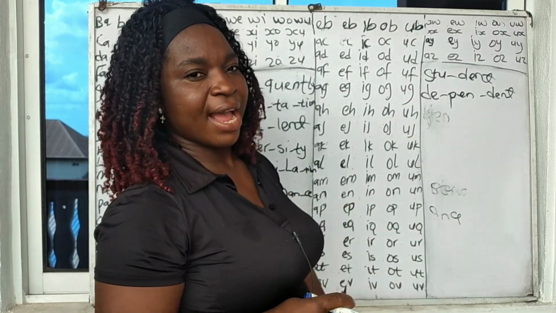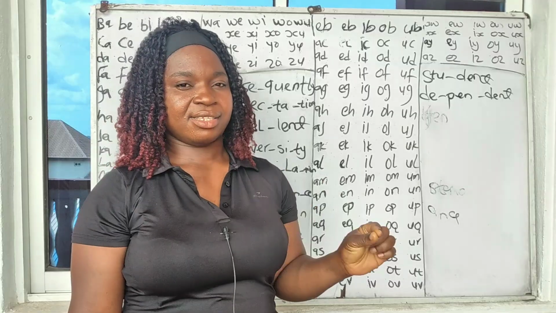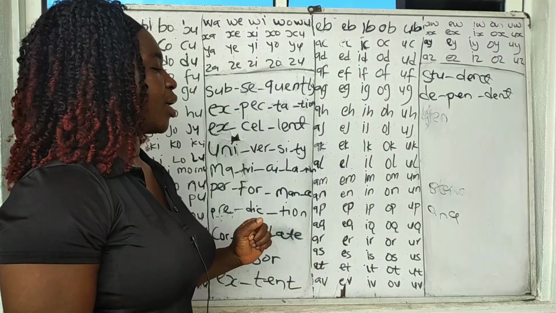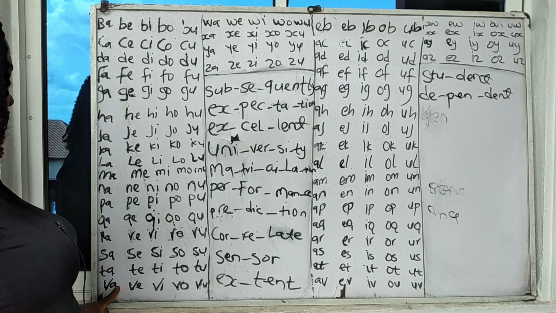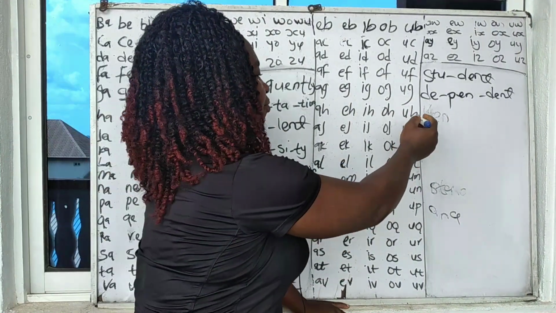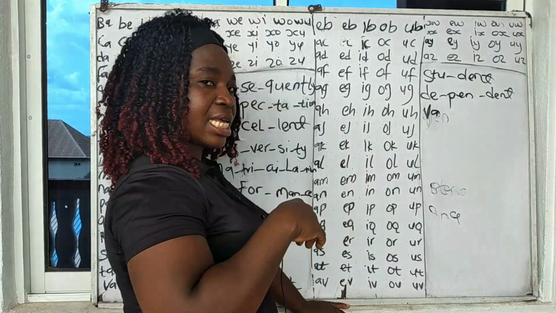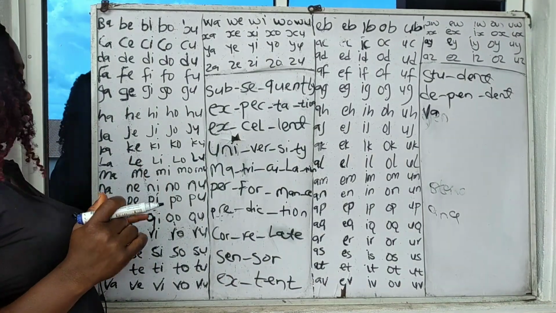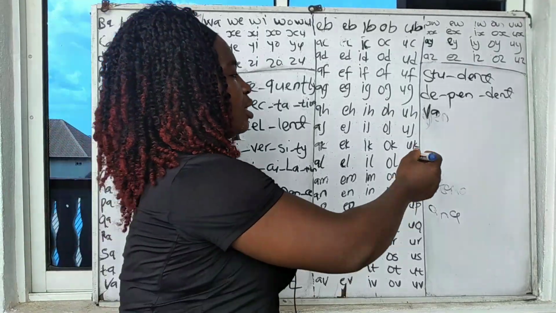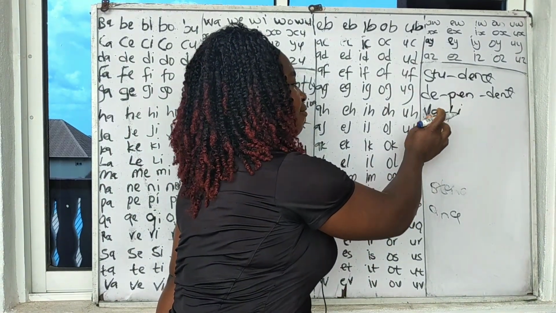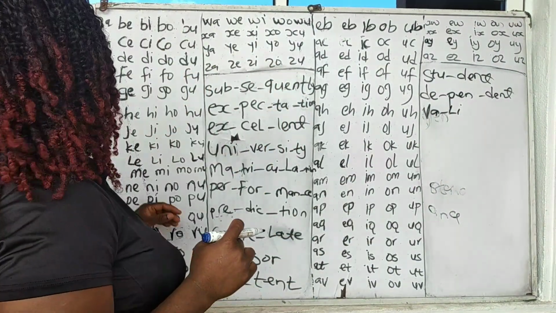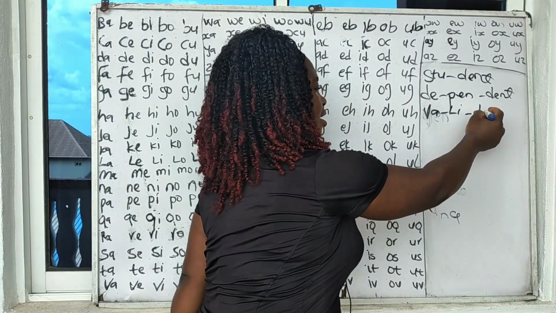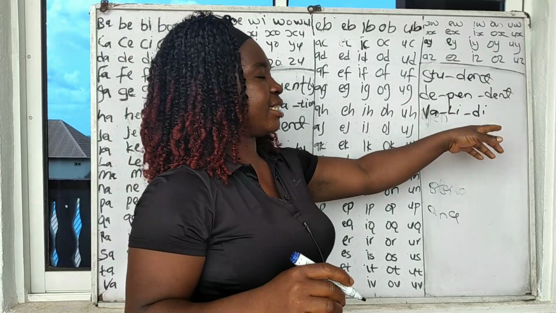Okay, let's try another word, validity. So we go straight to va. We have va. Okay, we write it down, va. We have li, not re, li. Okay, lip. We have la, le, li. We go to li right here, valley. Now d, we go back to d, da, de, d. We pick the d here. We have validity.